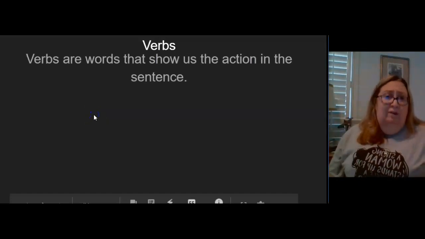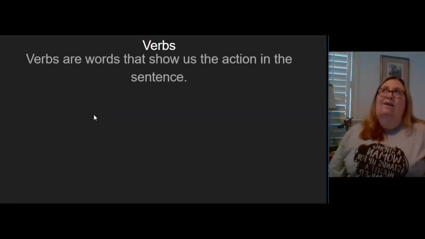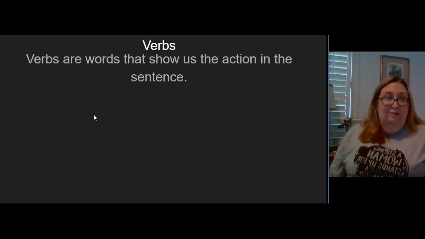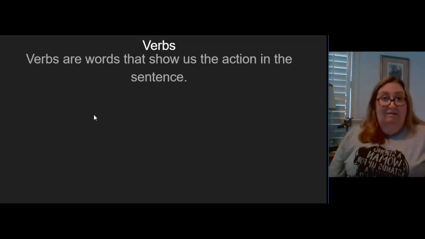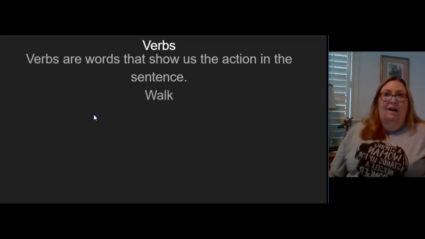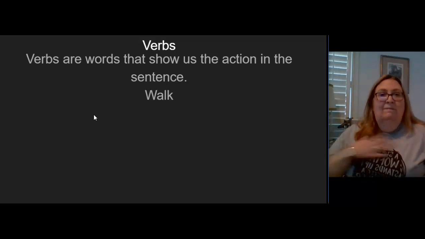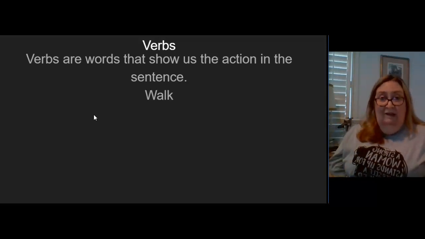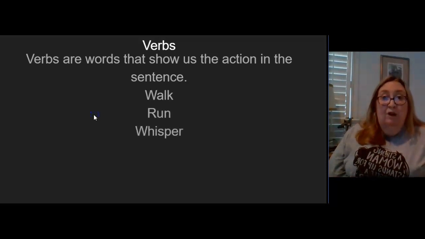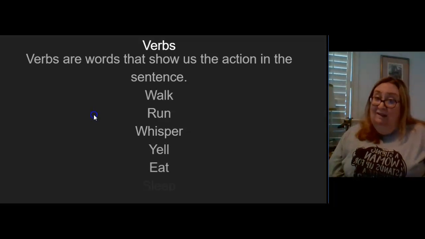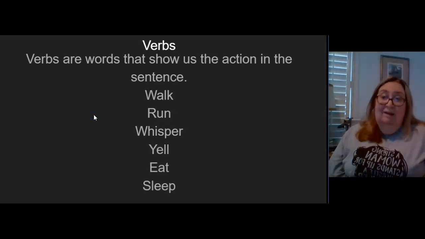Verbs are words that show us the action in the sentence. For now, that's as far as we're going to get into verbs at first. We'll talk about different kinds of verbs later. So for now, verbs are going to be the action. Verbs are what's happening. So I can walk. If it's something I can do, or someone or something can do, it's a verb. We can run. We can whisper. We can yell. We can eat. We can sleep.